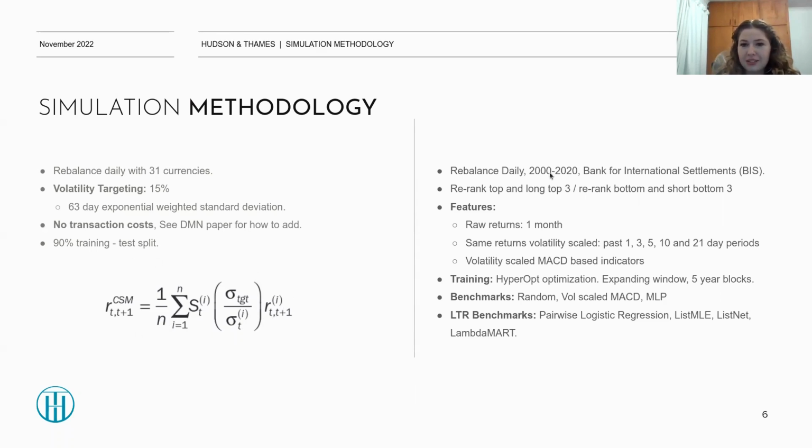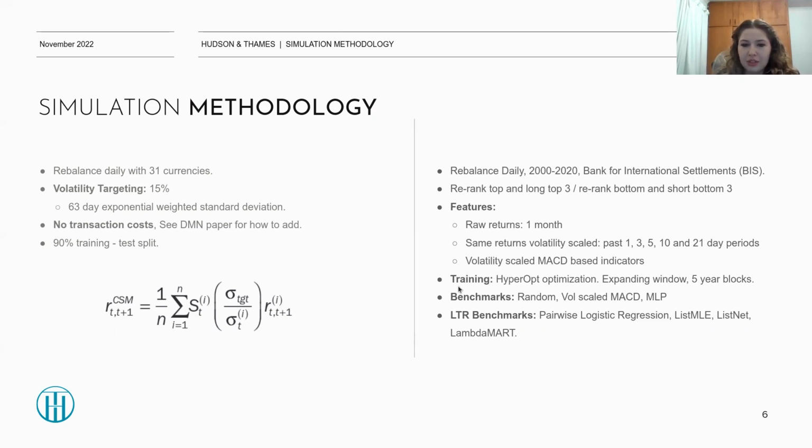And we have data from 2000 to 2020, and we got that from the source. So this paper ranks the currencies, and then it splits them into top decile and bottom decile, and it just uses the top 3 to long, and then the bottom 3 to short. So that's the process that they follow. And then the features that they include are exactly the same as with our previous paper that we discussed. So you have raw returns, volatility scaled returns for those periods, and then volatility scaled MACD based indicators. Cool. So those make up the features.